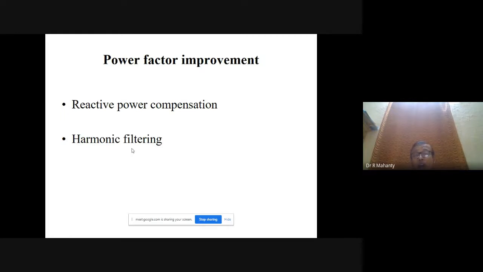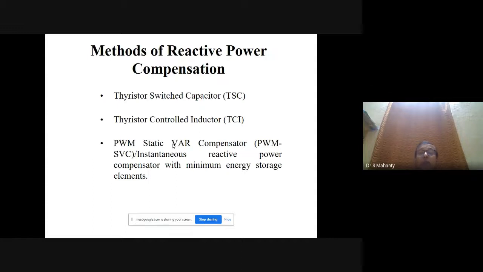And the other thing is that you will have to remove the harmonics from the system by filtering them out. Now, there are methods for improving this. First, come to methods for reactive power compensation. The first method is thyristor switched capacitor. Wherever you have a thyristor switched capacitor, you will have to use a thyristor controlled inductor also. Why we use thyristor controlled inductor with thyristor switched capacitor? I will tell you about this.